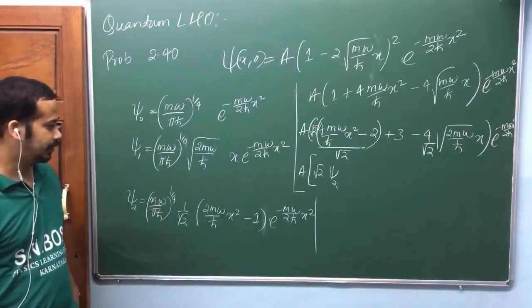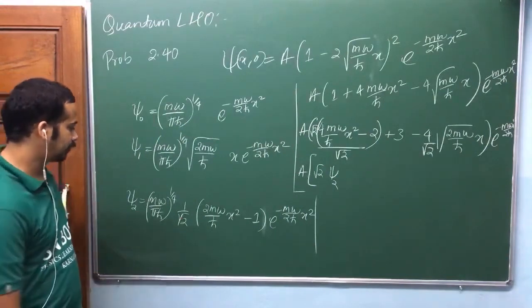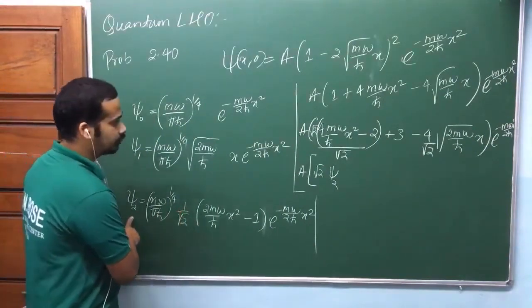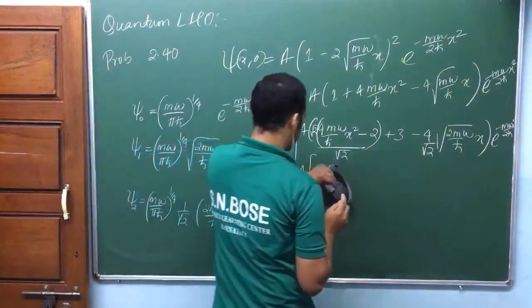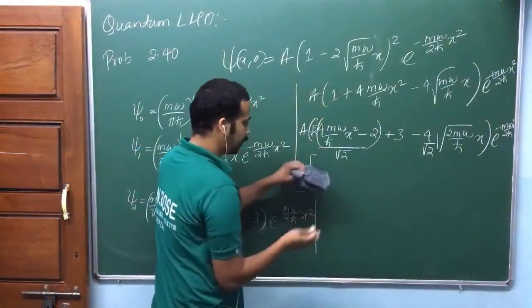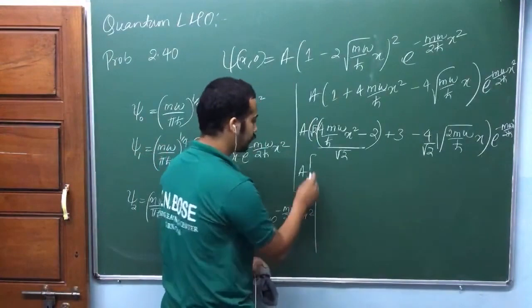Wait a second, I made one mistake somewhere. One more factor of 2 should be there, am I right? I have to take the factor 2 outside. Be careful because I'm out of space here, otherwise you would have to do one more step.